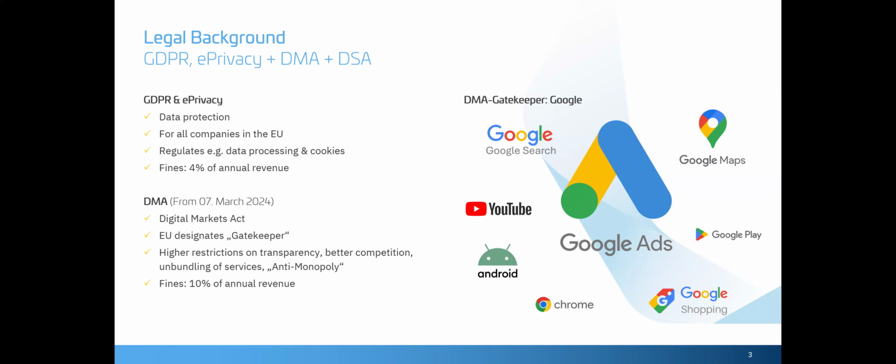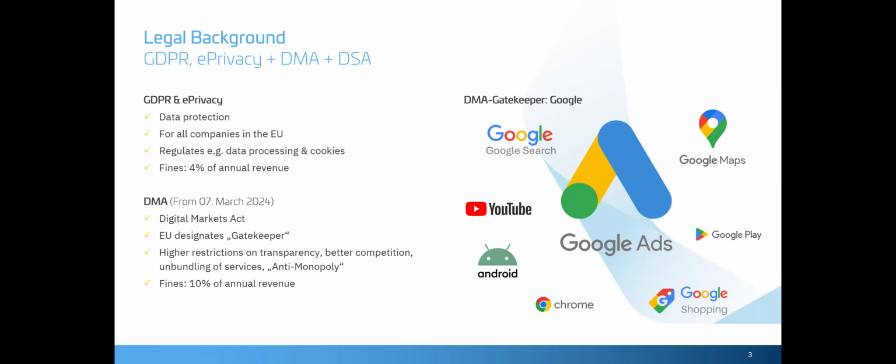And Google has several of these services. You see them on the right. Google Search, YouTube, the Android operating system, the Chrome browser, Google Ads, so that was formerly Google AdWords, the Google Shopping part, Google Play Store, and Google Maps. There's more gatekeepers like Facebook, for example, or TikTok. But yeah, Google has a lot of services that fall under the gatekeeper rule.